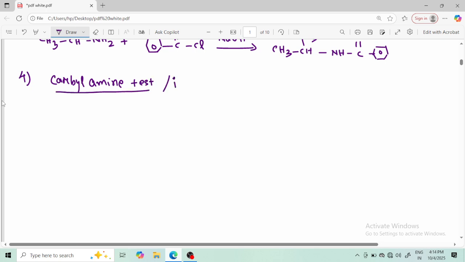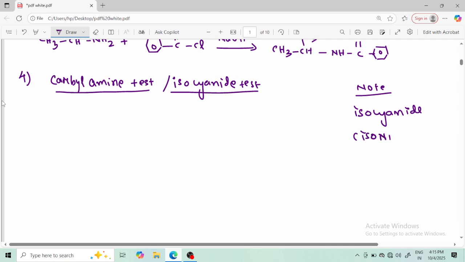Now the next reaction, the fourth one, is called the carbylamine test. It's also called the isocyanide test. First of all, let me explain what an isocyanide is. Isocyanide is also called isonitrile. Basically, if in RNC nitrogen is the bonding site and NC is connected to an alkyl, then it is called isocyanide or isonitrile. If I give some examples, CH3CH2NC or CH3CH2CH2NC, meaning nitrogen should be the binding site.